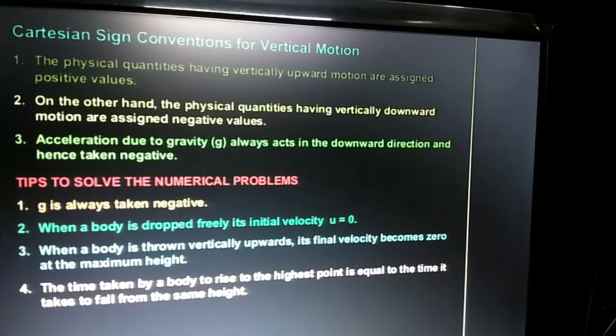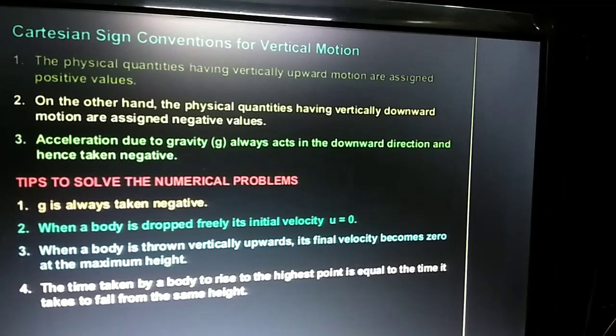The physical quantities having vertically upward motion are assigned positive values. On the other hand, the physical quantities having vertically downward motion are assigned negative values. Acceleration due to gravity always acts in the downward direction and hence is taken as negative. g is always to be taken as negative for the problems while calculating.